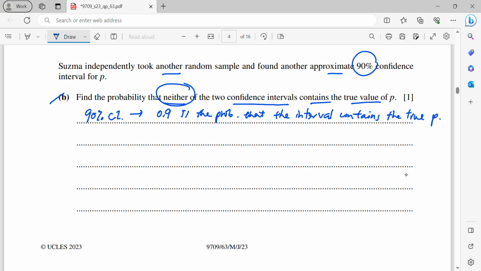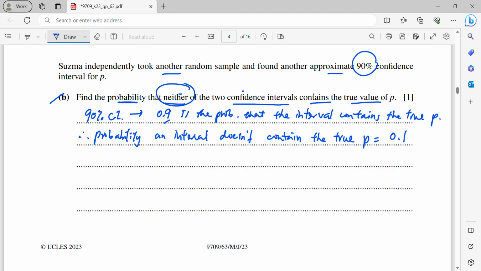Okay, so now you need to find the probability that not both of them contain the true value of P. So from here we know that the probability an interval does not contain the true P will be 0.1, because 0.9 will contain the true P. So 0.1 means that it does not contain the true P.